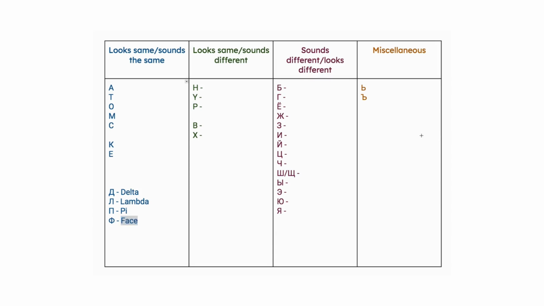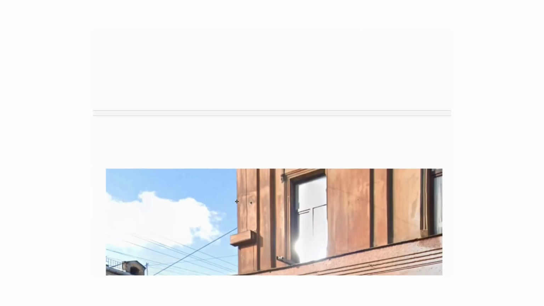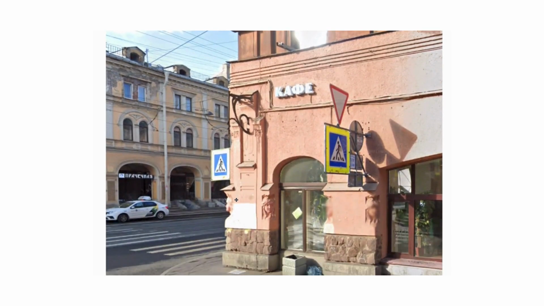So just with these letters alone, you can already read street signs in Russia. So here's one in St. Petersburg. Don't forget the mnemonic. So we have k, a, and then theta or face, f, and then ye: cafe. This means cafe in Russian.